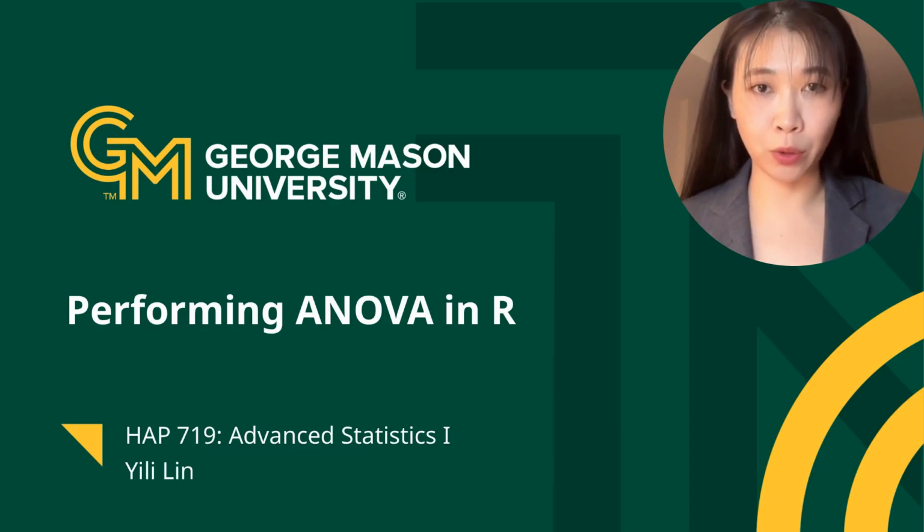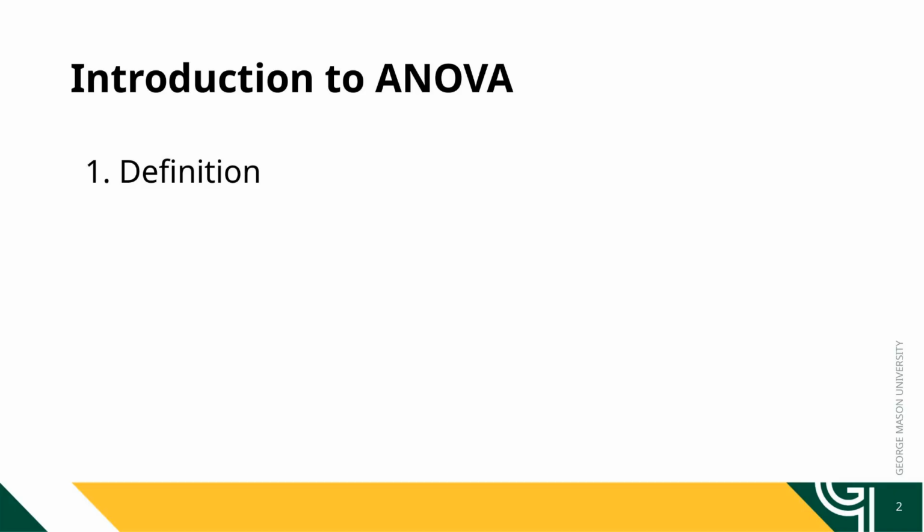Today's topic is performing ANOVA in R. ANOVA, analysis of variance, is a statistical method used to test for significant differences between the means of three or more independent groups. Use ANOVA when you want to test hypotheses about group differences. For example, you might want to know if different teaching methods result in different student performance levels.